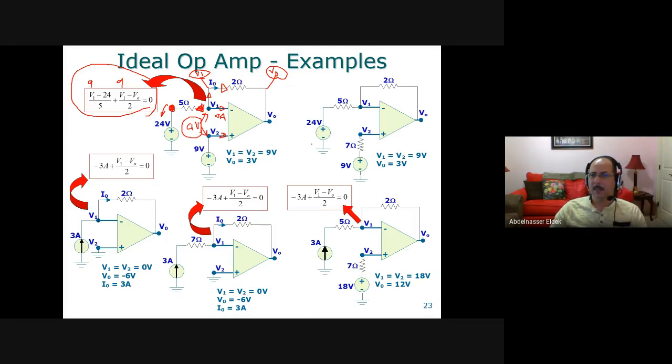For this example, let's look at this example. Again, this current is 0. This current is 0. This one is 0. Okay. And this voltage equals this voltage. They are the same. Do I know any one of them? I know that the voltage here is 9 volt. For sure, because of the source. Because I know this one is 0.